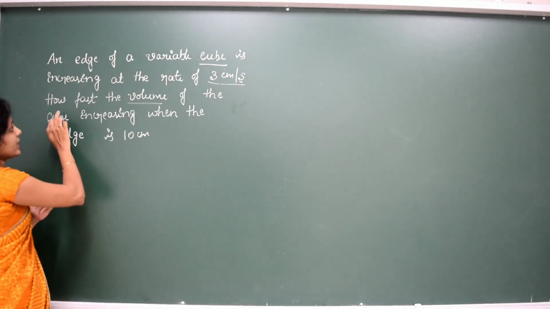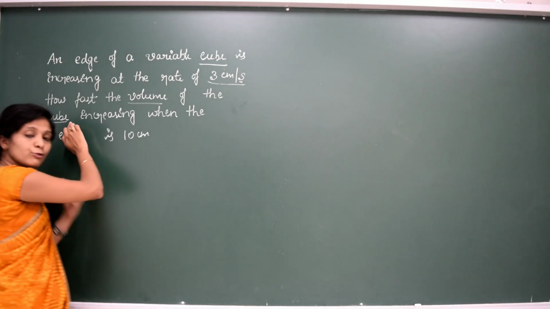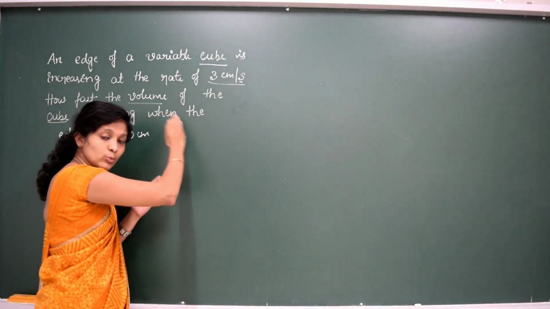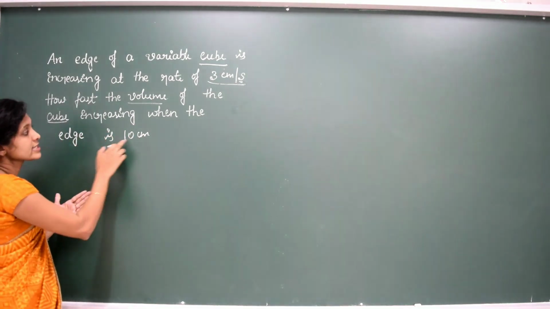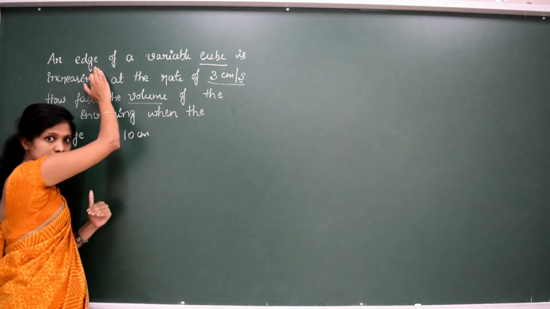Now what you have to find? You have to find out how fast the volume of a cube is increasing with respect to the time when the value of edge is 10 cm. Right? For that we need the edge. First we will consider the edge.